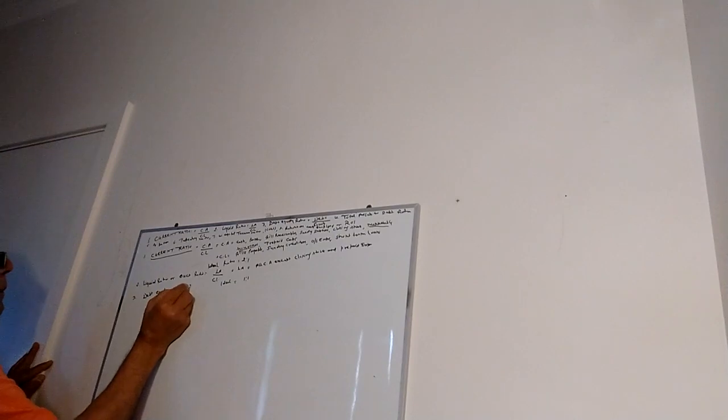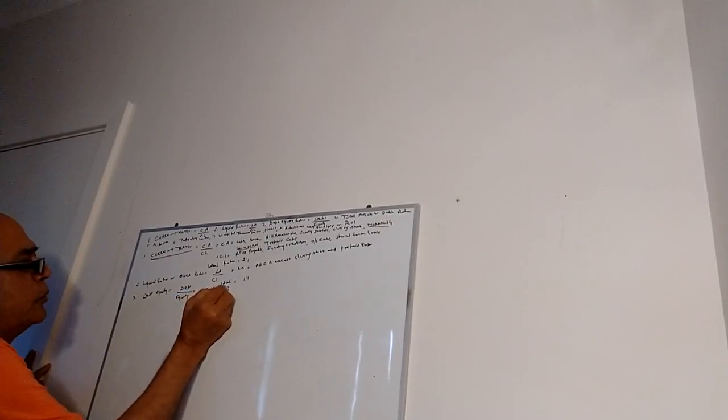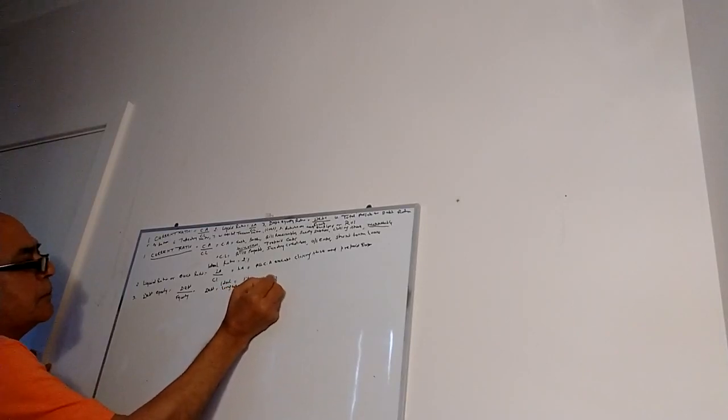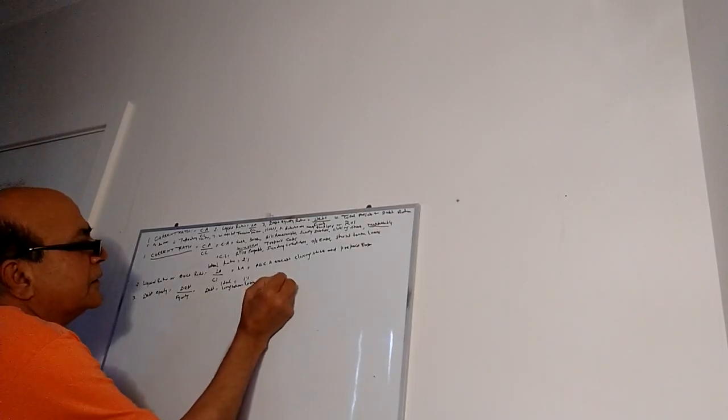Then the third is debt equity ratio, which is equal to debt upon equity. What do we call debt? Long-term loans and debentures. To debt we call long-term loans and debentures.